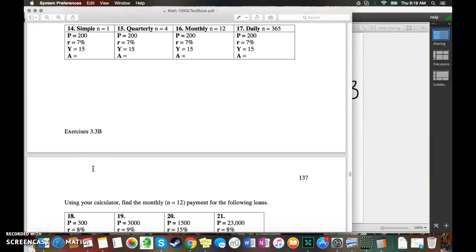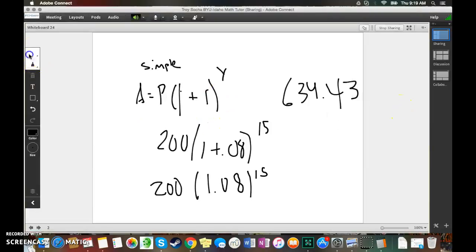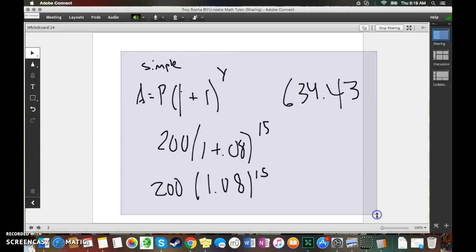Now it's when we're solving for things like quarterly or monthly. Let's do a monthly example. So we have a different formula for monthly. This is the simple: A equals P times 1 plus R to the Y. That's the simple interest formula.